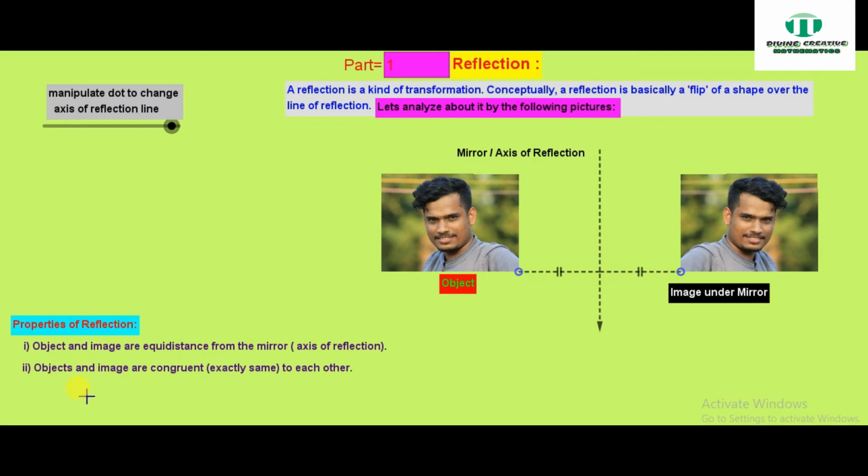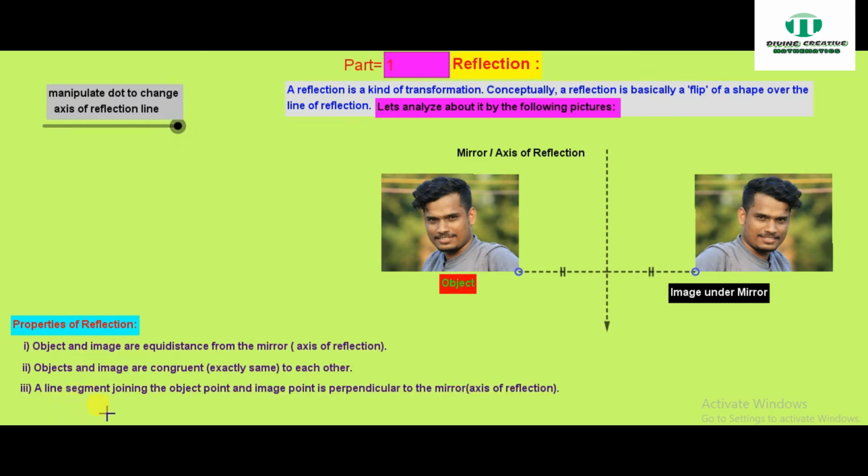And second is that object and image are congruent. It means they are exactly the same as each other. You can see that the object and the image also look similar.